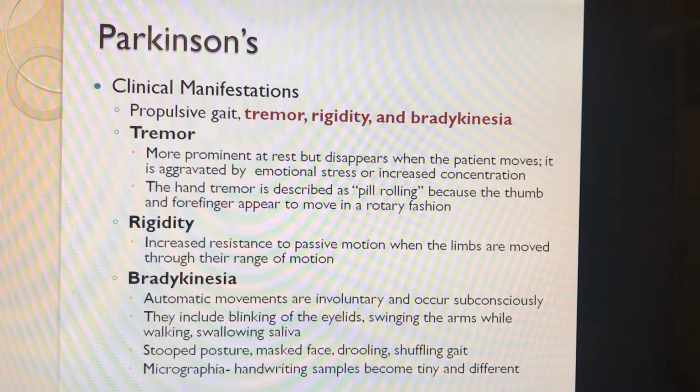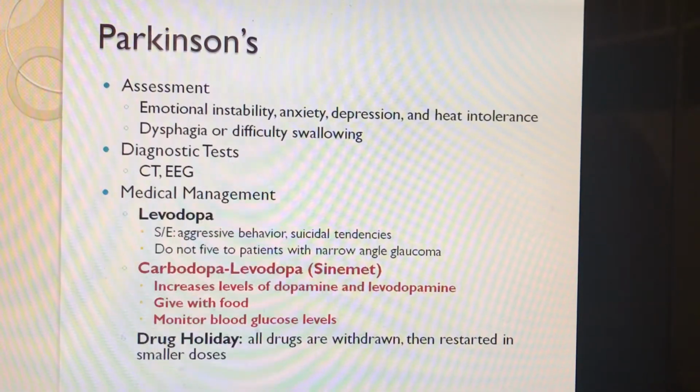You have rigidity, which is increased resistance to passive motion when the limbs are moved through their range of motion. And you have bradykinesia, which is a loss of automatic movements that occur subconsciously. They include blinking of the eyelids, swinging of the arms while walking, and swallowing saliva. They have a stooped posture, masked face, drooling, and shuffling gait. And they have micrographia, where the handwriting becomes tiny. You want to assess their emotional instability, any anxiety, depression, heat intolerance, and difficulty speaking or swallowing.